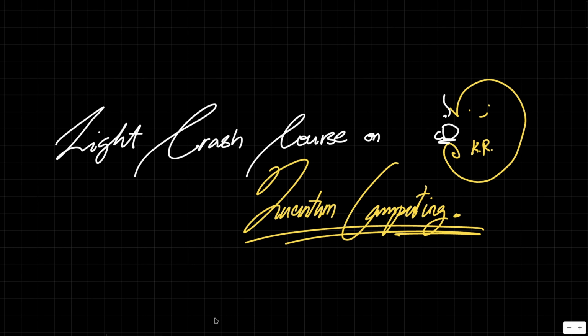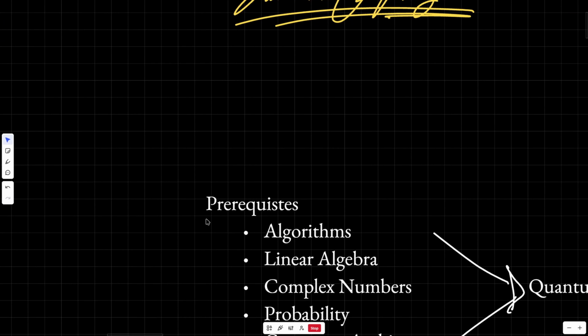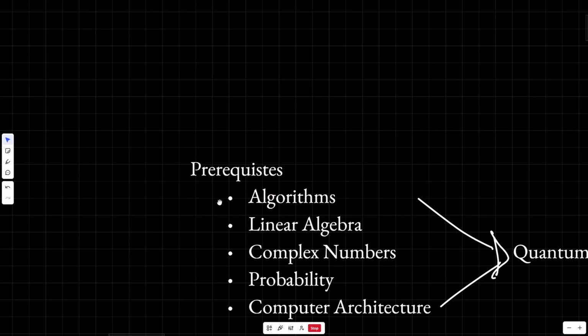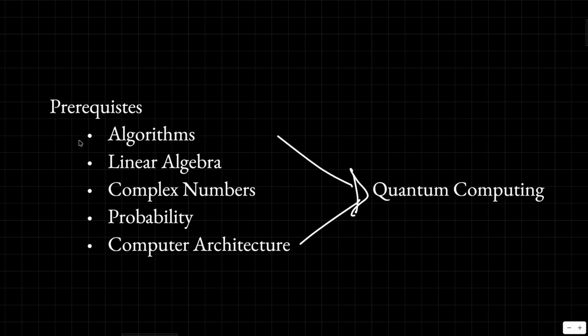In the next series of videos, we will be exploring topics that can help you understand what quantum computing is. For you to understand this course, I'm going to assume a lot of things about you because it does take a lot of concepts and blends them together into one course. You're going to be required to know a bit of algorithm design, linear algebra, complex numbers, probability, computer architecture, and that's about it.